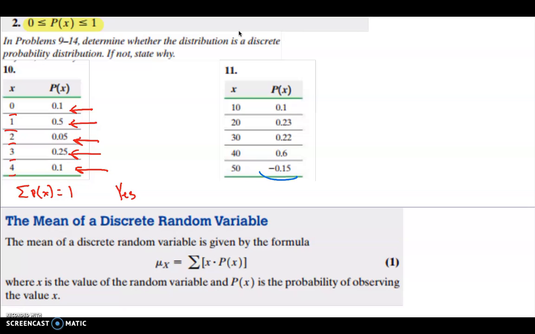Okay, number 11, it fails right here. You cannot have a negative. So we would say no, because the probability of getting 50 is equal to negative 0.15, which is less than 0. Can't have that. So we automatically see that, and we throw it out. Even if it adds up to 1, can't have negative values.